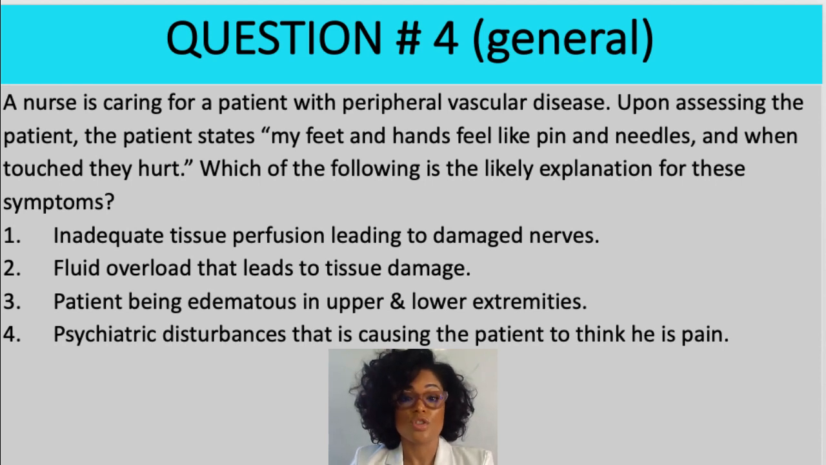So this answer sounds like a judgment. So you want to make sure you definitely eliminate those because 1, you don't assume, and 2, you cannot make a judgment as to the psychiatric mental status of this patient. So the one that actually matches peripheral vascular disease diagnosis is 1, inadequate tissue perfusion leading to damaged nerves.